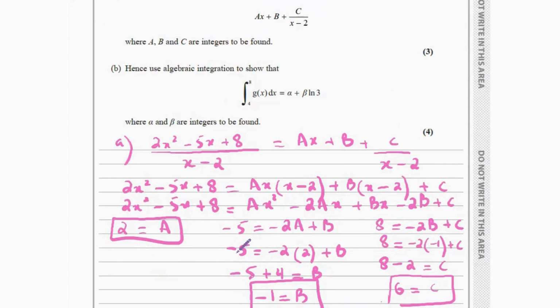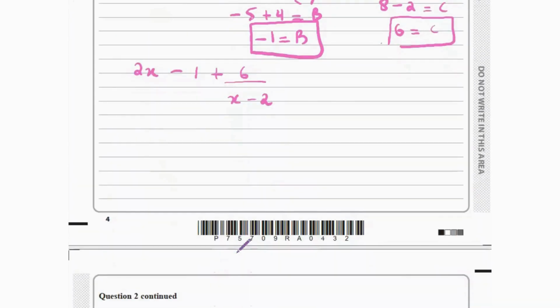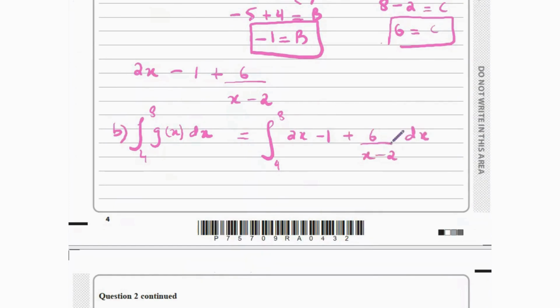Then, hence use algebraic integration to show that the integral of g(x) dx from 4 to 8 is equal to alpha plus beta times ln 3, where alpha and beta are integers to be found. So we're going to use the partial fraction for the integration. So it's the integral of g(x) from 4 to 8. That's the same as the integral of 2x minus 1 plus 6 over x minus 2 dx.